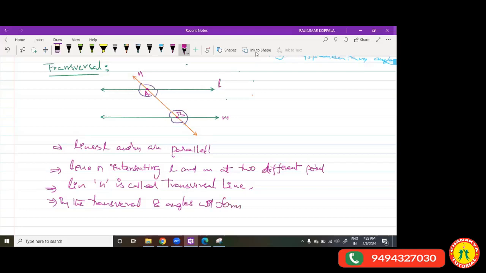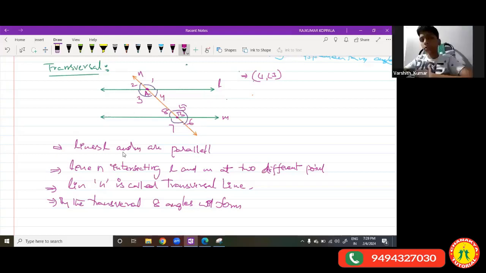Okay. You observe one thing. Out of 8 angles, 1, 2, 3, 4, 5, 6, 7, 8. Total 8 angles will form. Now you can say, already you know two types of angles, right? First angle 1, angle 3, what type of angles? Vertically opposite angles.